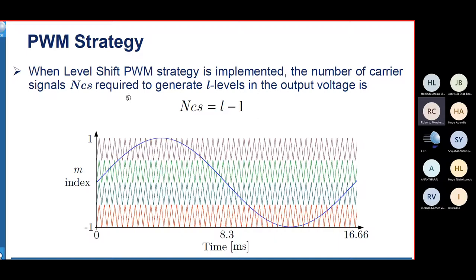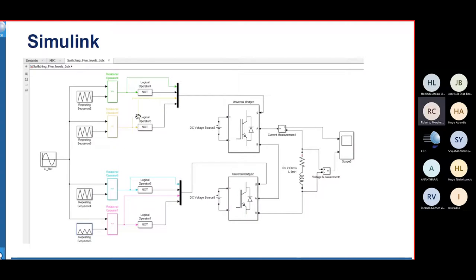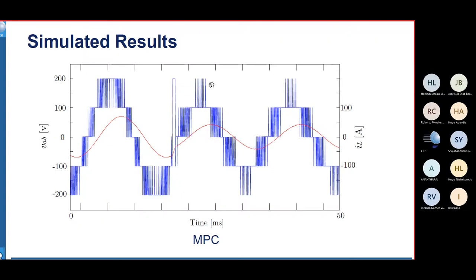When the level shift PWM strategy is implemented, the number of carrier signals required to generate L levels in the output voltage is evaluated in this form. In this case, for 5 levels, we need only 4 carrier signals. This is the program in Simulink, and the results.